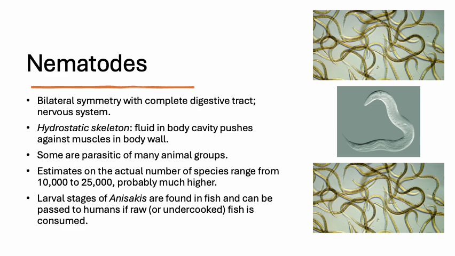You may have heard of Anisakis, which is a nematode parasite that can be transmitted to humans if raw or undercooked fish is eaten. With possibly hundreds of thousands of species, nematodes are literally everywhere, shaping food webs in ways we're only beginning to understand.